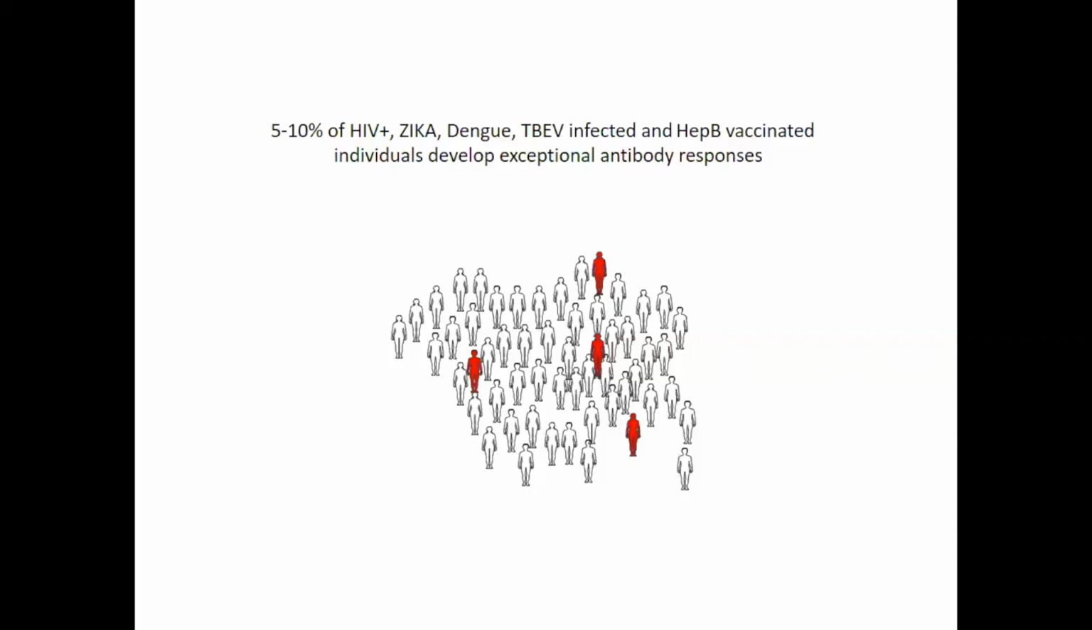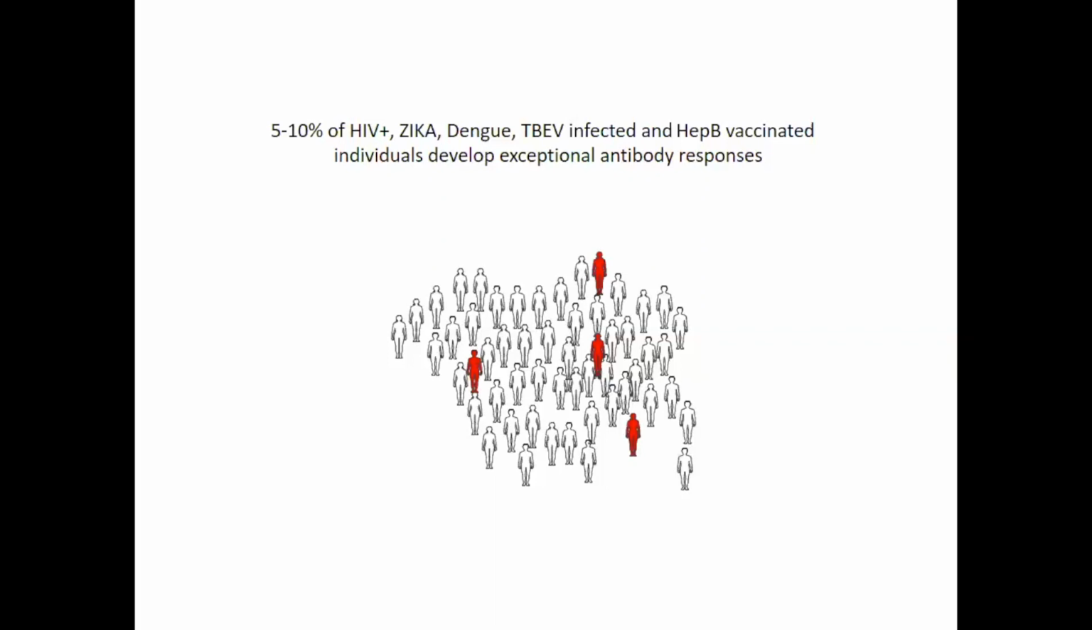So if I could have the first slide, I'm going to go over a little bit how we do this. We've done this for a number of different viral diseases: HIV, Zika, dengue, tick-borne encephalitis virus, and hepatitis B. What we do is we ask for volunteers and look in their plasma for whether or not they've made a superior response to the virus. And what we find in every case we've studied so far is that there are 5 to 10% of people that really stand out, that they're exceptional. So we recruit those individuals and begin to look for the antibodies in those people.